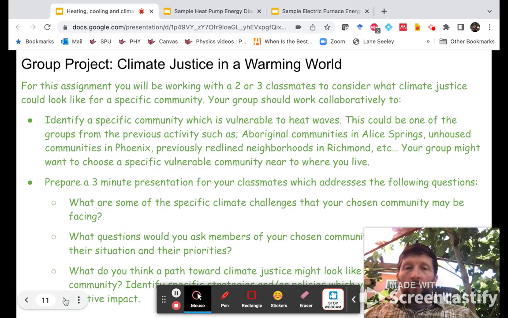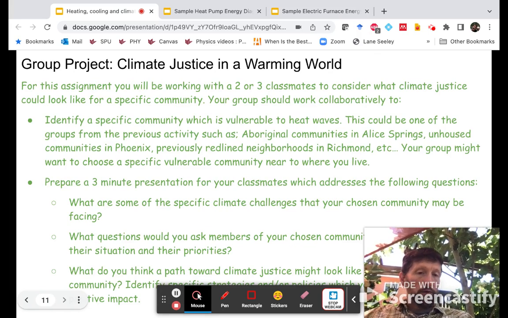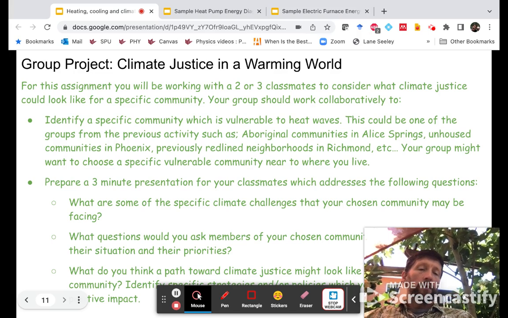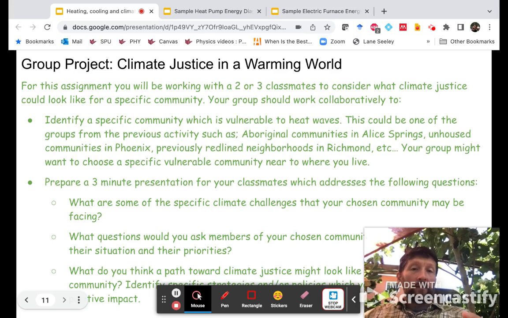And then the students divide into groups of 3 or 4 students per group, and they identify a specific community which is vulnerable to heat waves. So this could be Aboriginal communities in Alice Springs, which was described in one of the resources, or it could be unhoused communities in, say, Phoenix, Arizona, or even racially redlined or previously racially redlined neighborhoods in Richmond, Virginia, where the local heating is much higher than in the surrounding predominantly white communities.